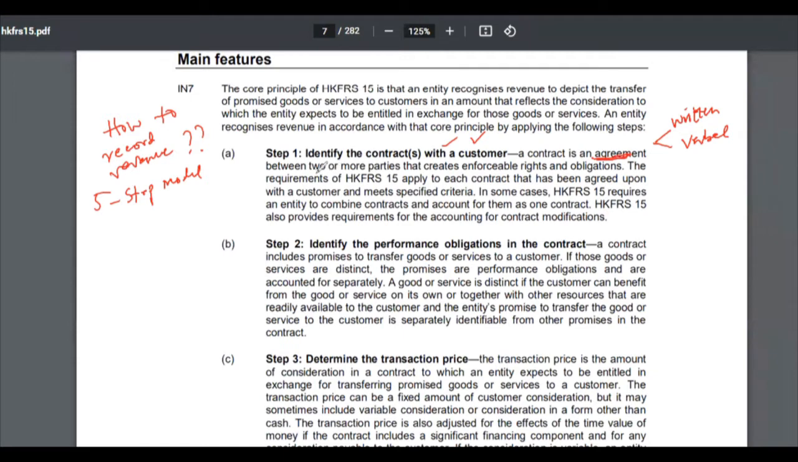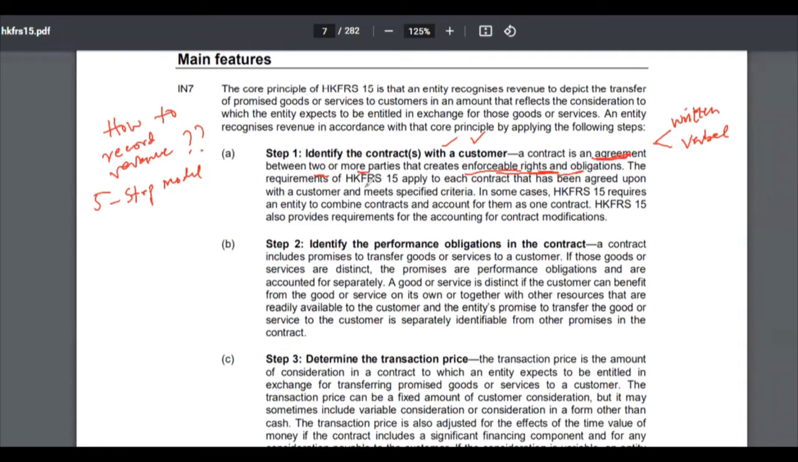So an agreement between 2 or more parties, right? So it cannot be less than 2 parties. It has to be a company and a customer, right? So it's going to be 2 or more parties that creates enforceable rights and obligations, right? So the contract will create rights and obligations. That's another important key term over there. So these are all key terms that you must use in the exam when answering the question on HKFRS 15.